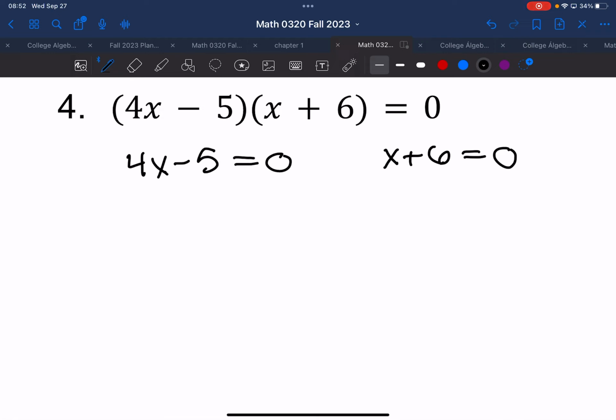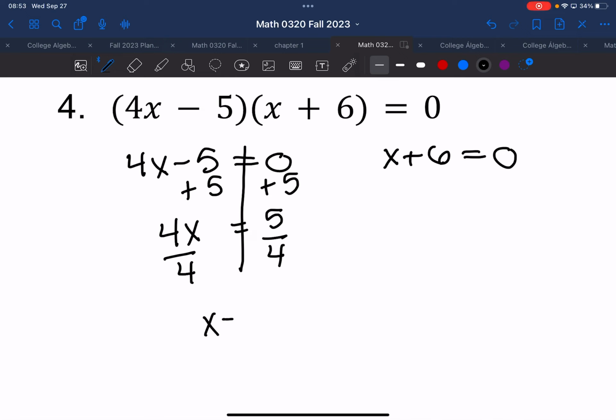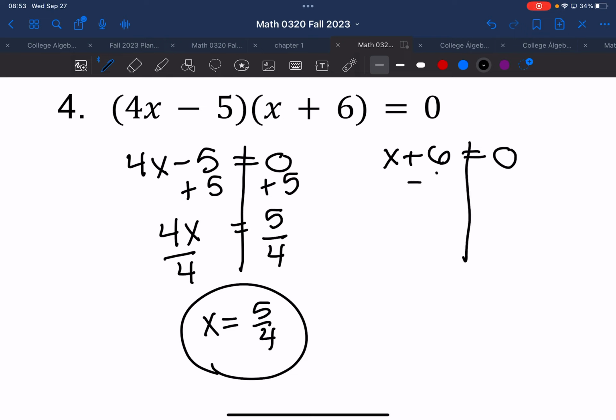Okay, so setting them both equal to 0, let's solve the first one. So I would first add 5 to both sides, and I get 4x is equal to 5. Then divide both sides by 4, and I get x is equal to 5/4. So that should have been your first answer. And then in the second one, we would subtract 6 from both sides, and we get x is equal to -6. So that's your second answer. So 5/4 and -6.